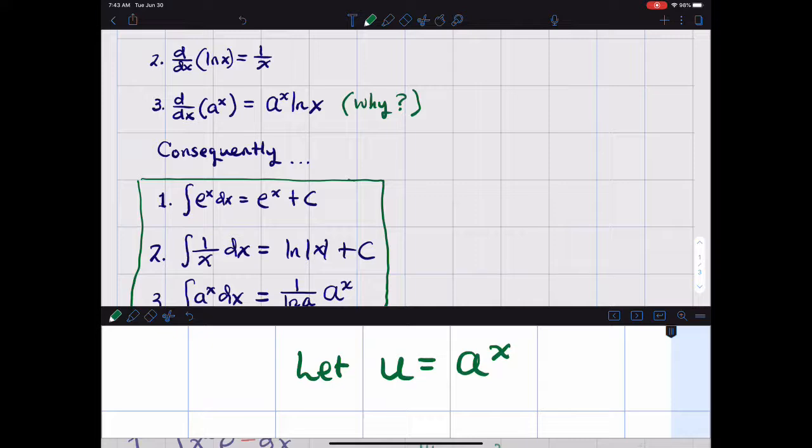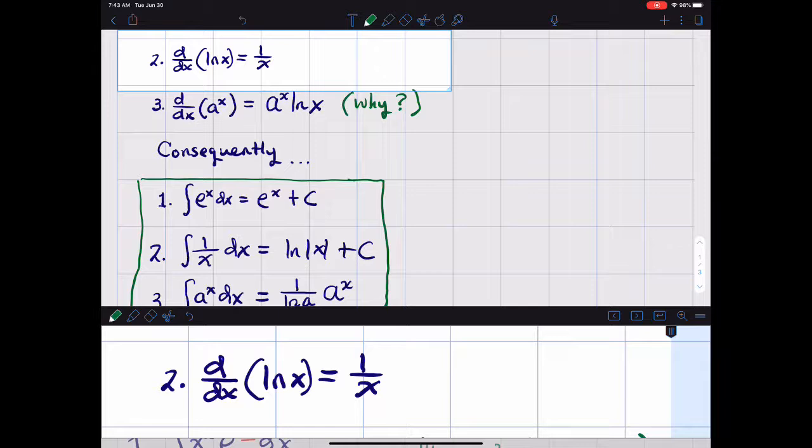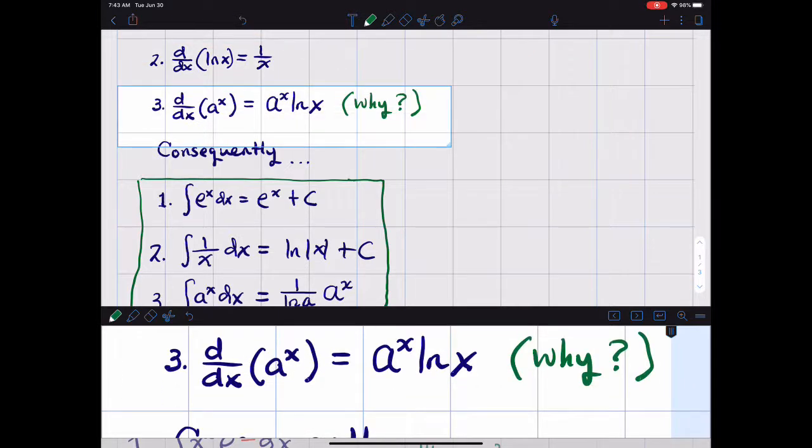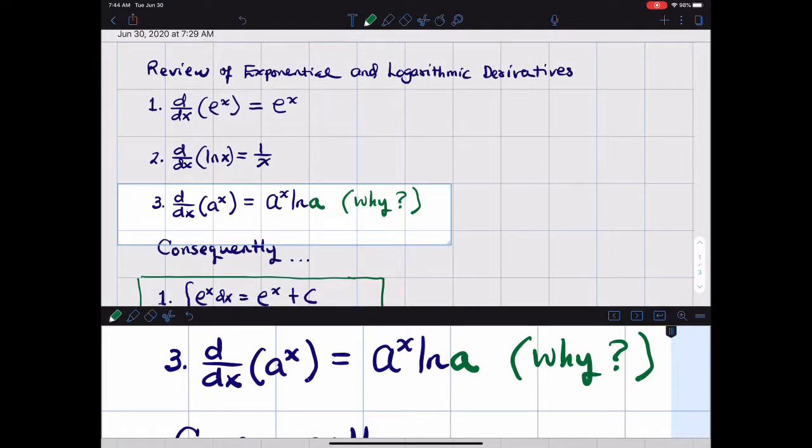Whoa. I screwed up here. Sorry about this. This is a no-no in a recording. Actually, I'm gonna write it in green just to make sure. Number 3 here, if you go back to the very first few things that we did, the derivative of a to the x is a to the x natural log of a, not a to the x natural log of x. Sorry about that. I am very sorry. All right. Okay. So we're going to use this fact.